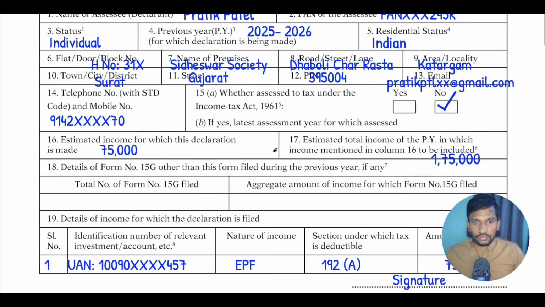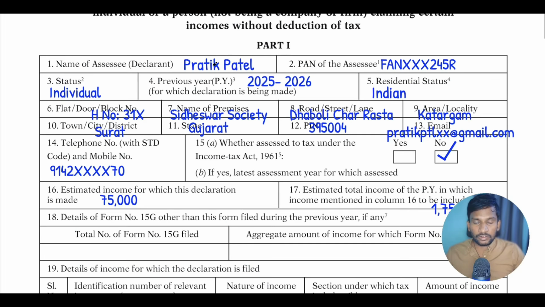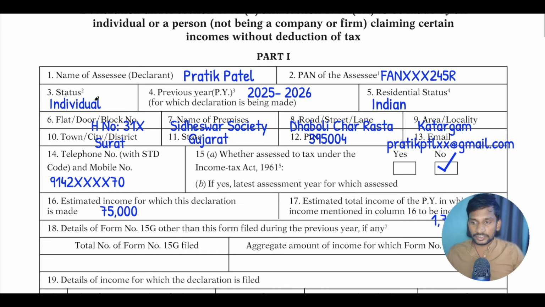Let's see how to fill the Form 15G. In field number 1, write your full name as per your EPFO records. In field number 2, write your PAN number. In field number 3, write status as individual. In field number 4, write previous year. Right now we are in the financial year of 2025 to 2026. Previous year means financial year.